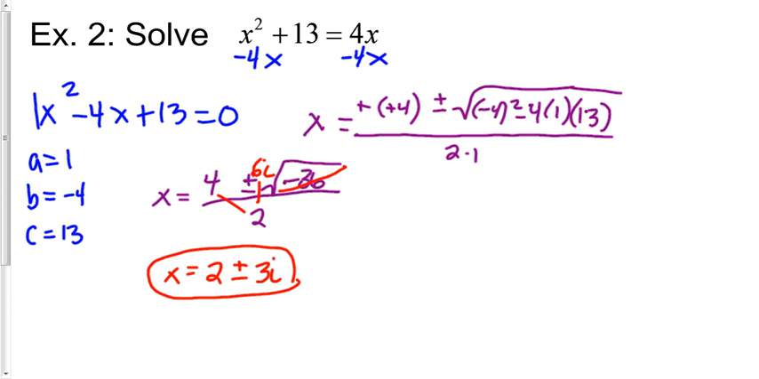Now, what happens with this graph? Well, when you get complex solutions, the parabola never crosses the x-axis. These are non-real solutions or imaginary solutions here. So they don't necessarily show up on the graph, but we can find them using the quadratic formula.